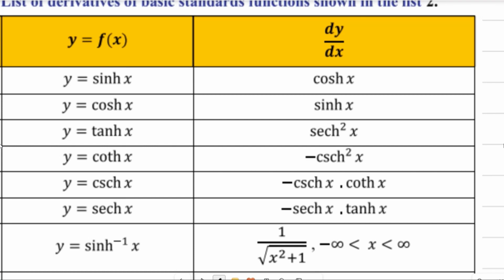Tangent hyperbolic of x derivative would be secant h square x, and cot h of x derivative would be minus cosecant h square x. And when we are having cosecant hyperbolic x, then it would be minus cosecant h x into cot h x. If y is equal to secant h of x, then its derivative would be minus secant h of x into tangent h of x.